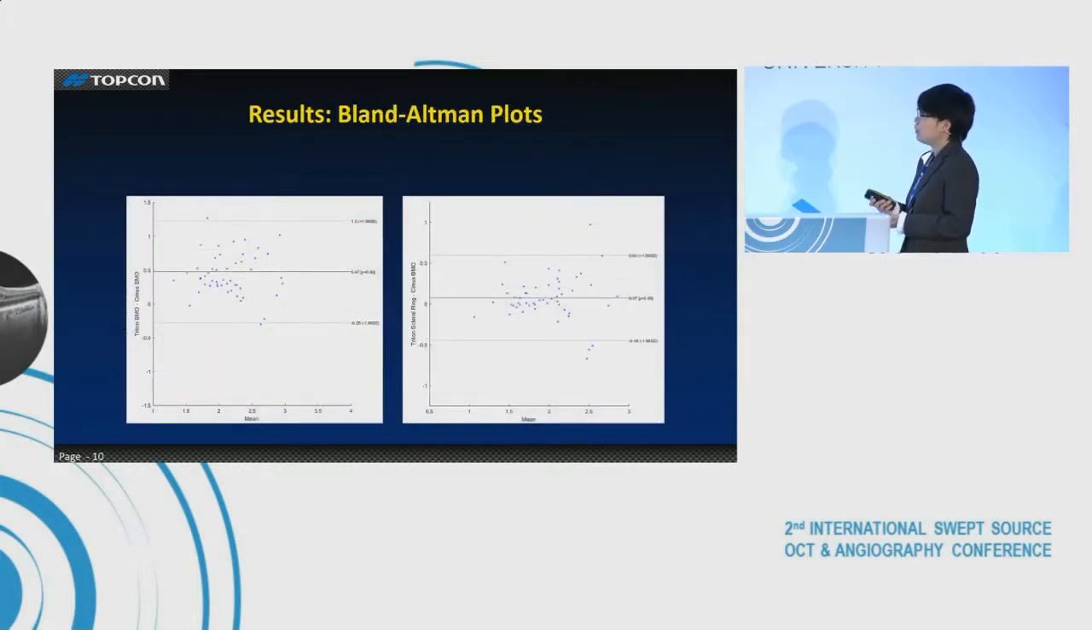The Bland-Altman plots. On the left, it shows the difference between Triton BMO and Cirrus BMO, and on the right, it shows the difference between Triton scleral ring and Cirrus BMO. As you can see, the right has smaller difference.